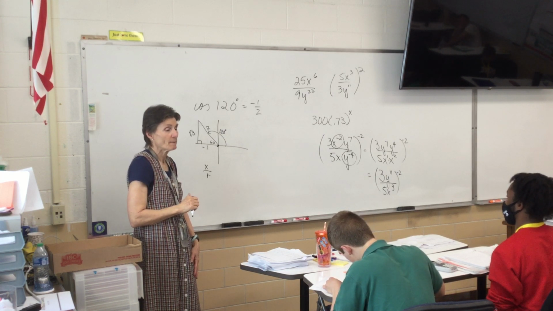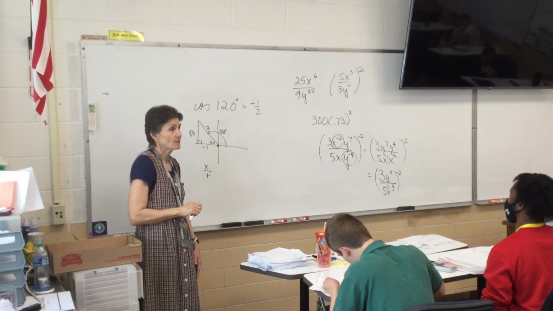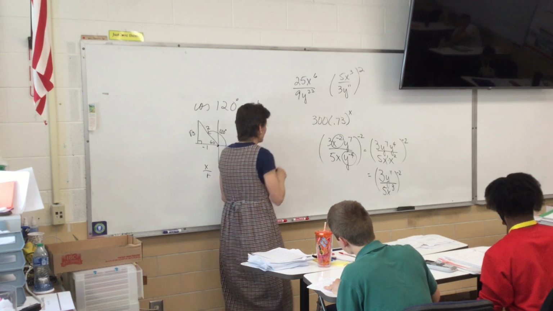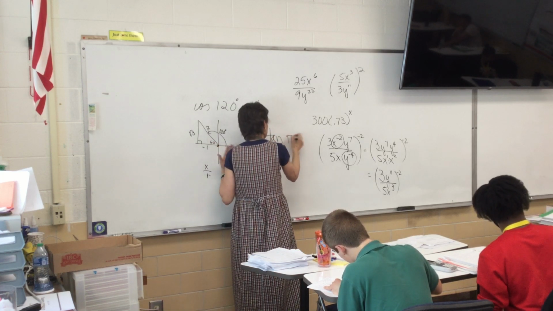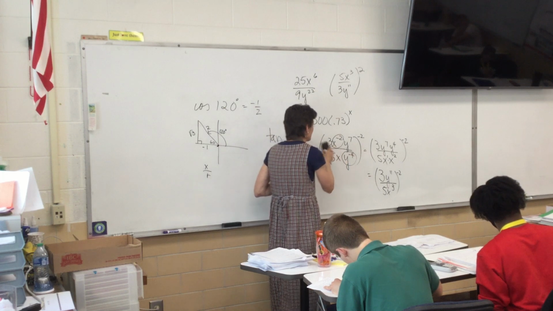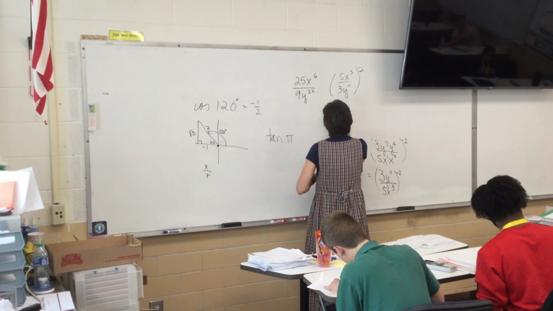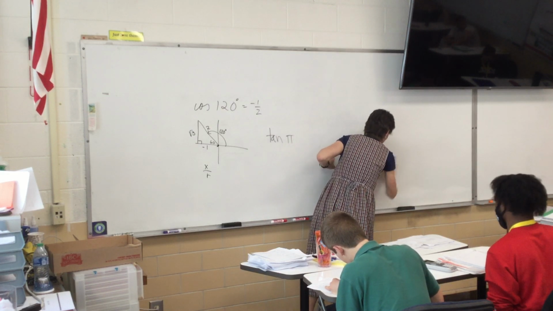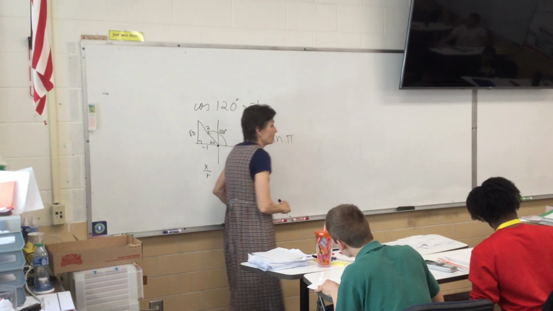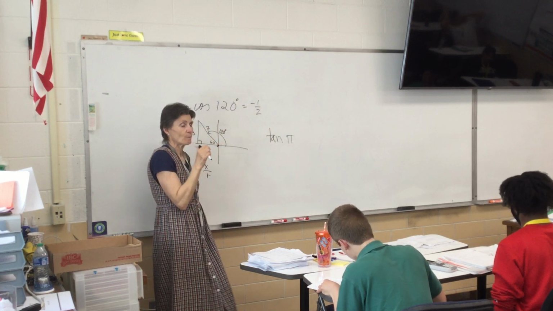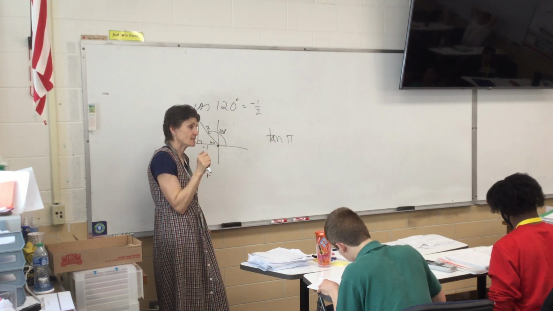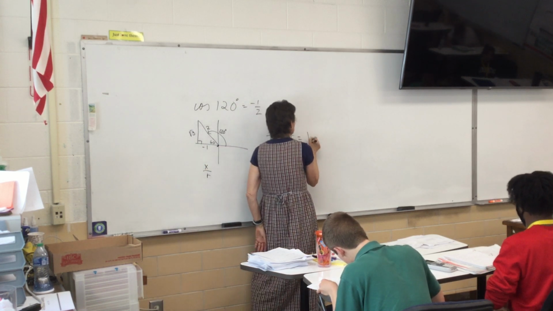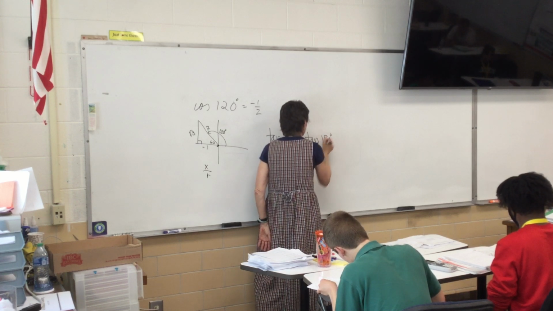All right, who else found something? Doesn't have to be from the first page, although it can be. 2b. 2b says find the tangent of pi. Well, this is exactly the same kind of problem we just did, except pi is a radian measure. How many degrees is pi? The decimal for pi is 3.14, but how many degrees is pi radians? 180. So this is the tangent of 180 degrees.